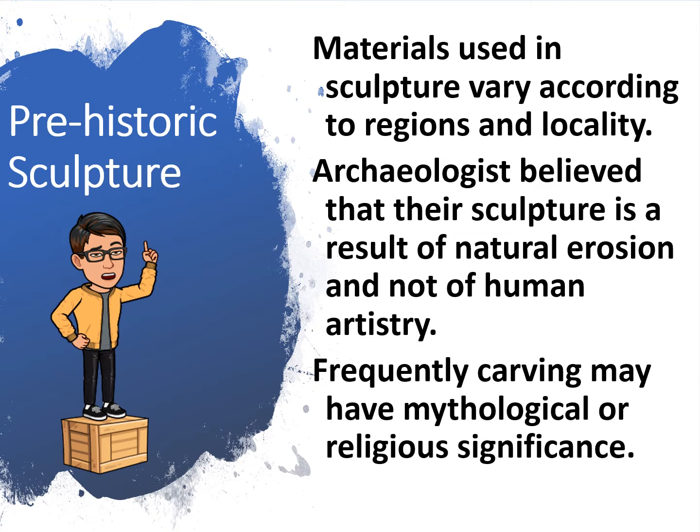Let us start from the prehistoric sculpture. So, during the prehistoric sculpture daw class, ang materials na ginagamit nila, materials used in sculpture vary according to regions and locality. Kasi, during the prehistoric, kung ano yung present sa kapaligiran nila or within the vicinity of their locality, yun yung kanilang ginagamit, no? Like for example, yung trees, yung wood, no? So yung kung ano yung nasa paligid nila or like stones, no? Yun yung ginagamit nila for the materials they used in sculpting.